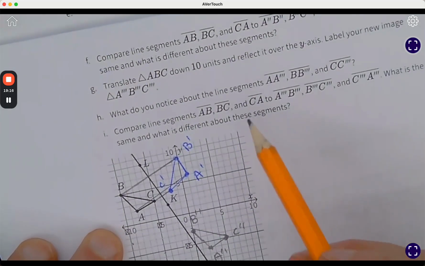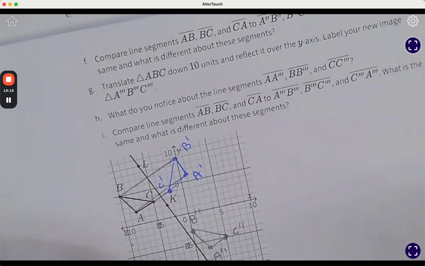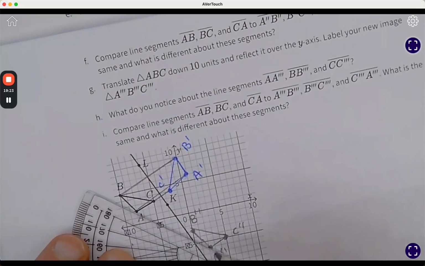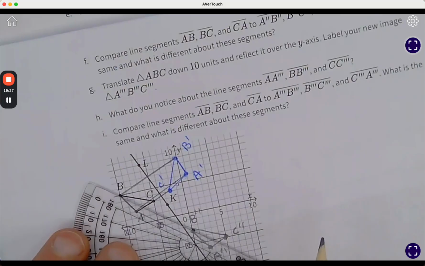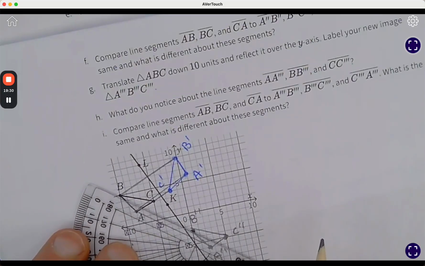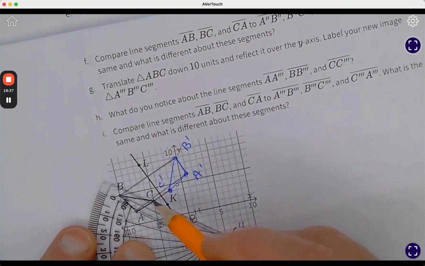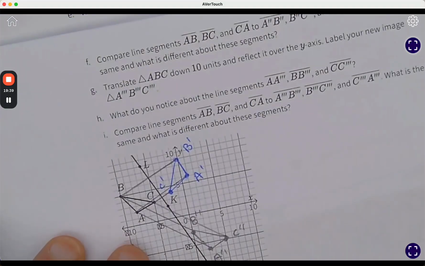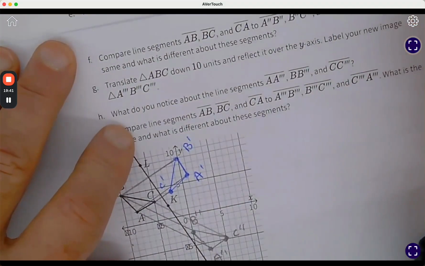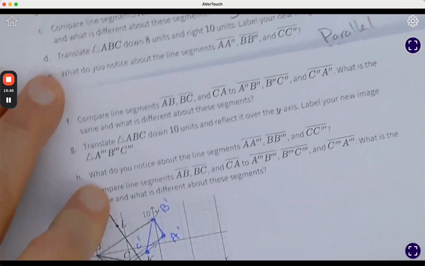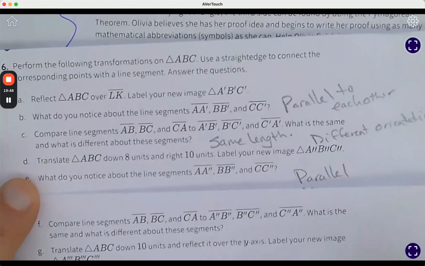What do you notice about line segment A double prime? Okay, we have to do line segments again. And last one, CC prime. It's right there. They're parallel. Oh, jeez. You can't even see this. Parallel to each other.